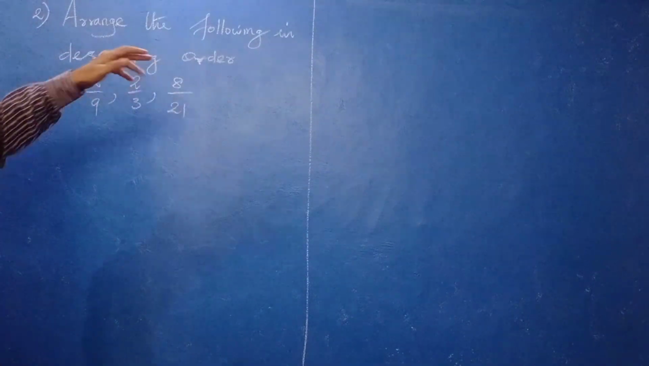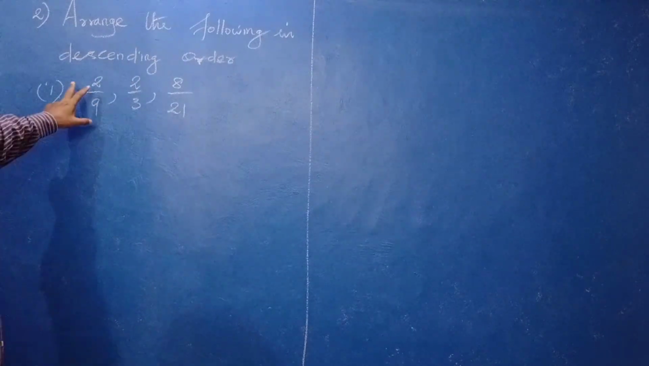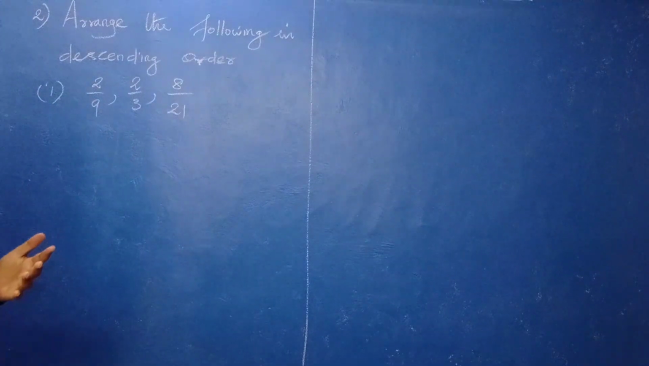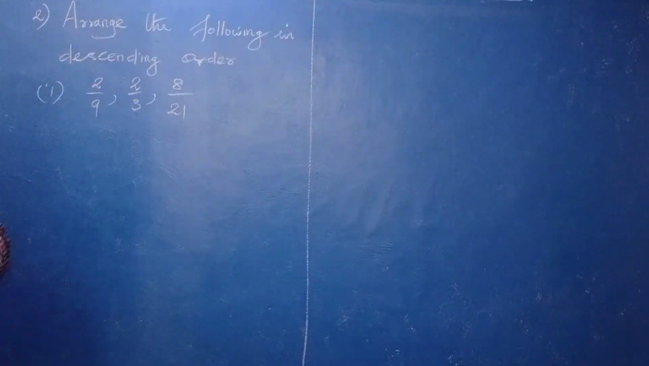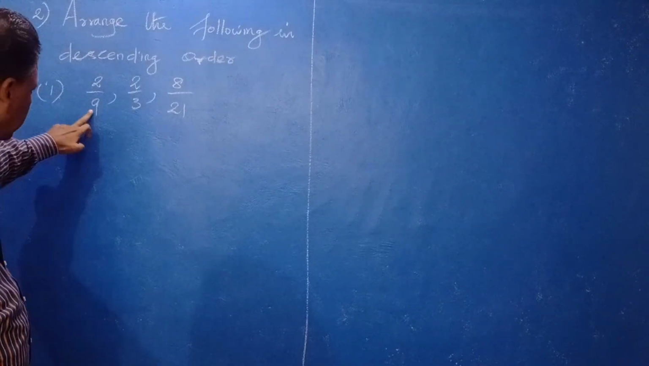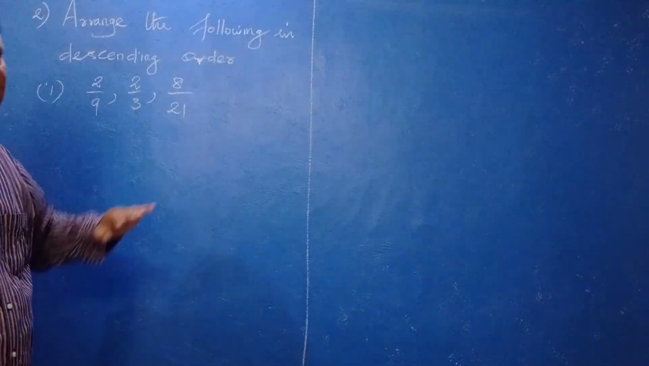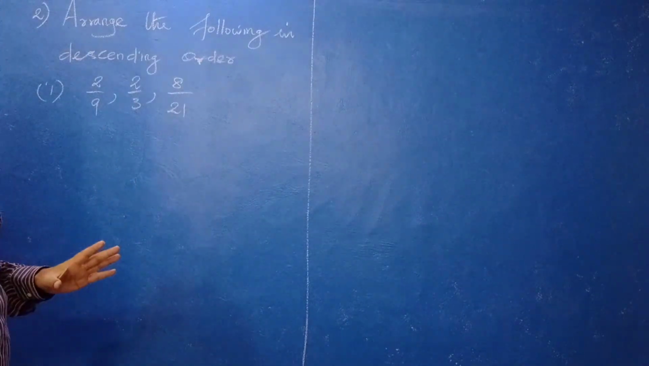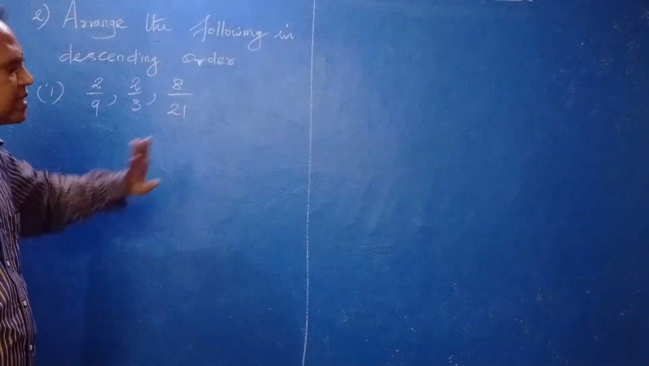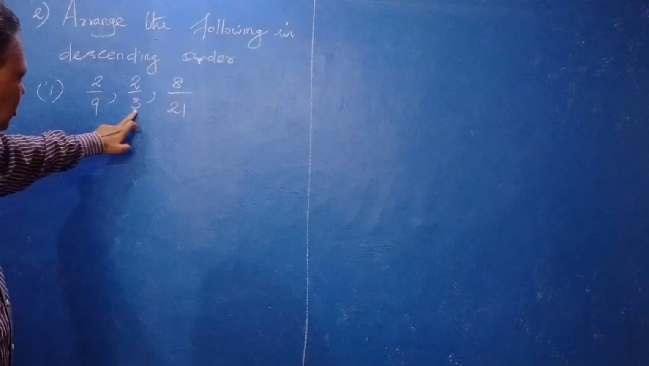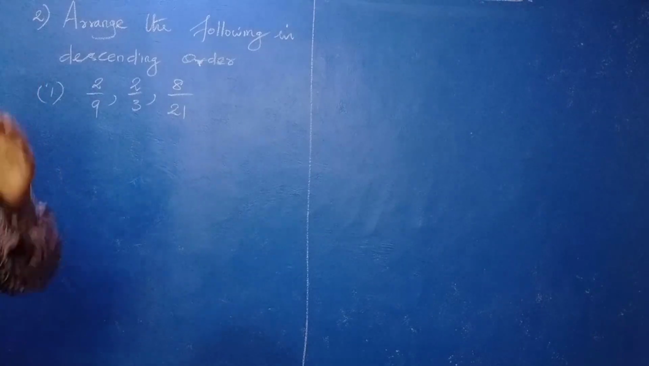Arrange the following in descending order. Some fractions are given, and you have to arrange them in descending order. Descending order means what? Big to small. Clear? So in fractions, first you have to make all the denominators the same. That means like fractions. Clear? For that, take all the denominators and take the LCM.